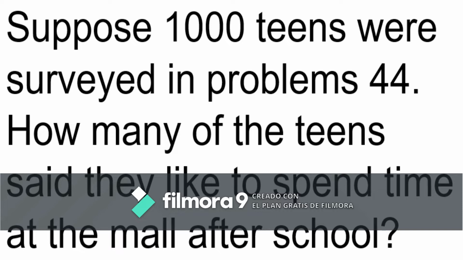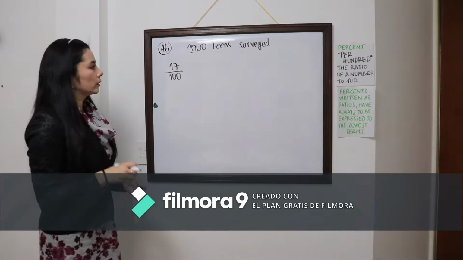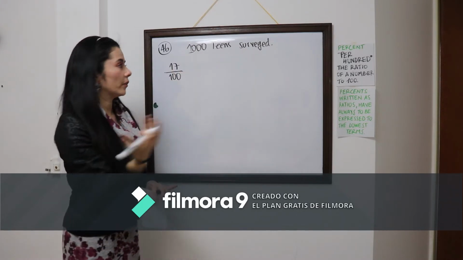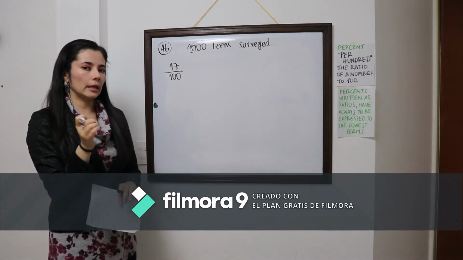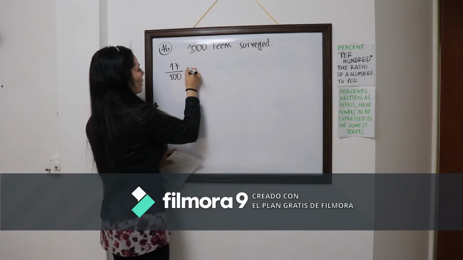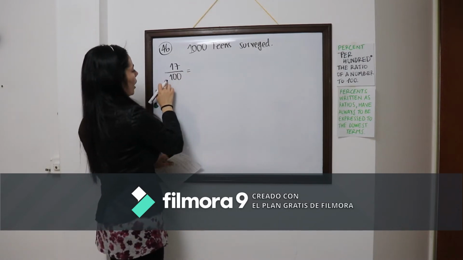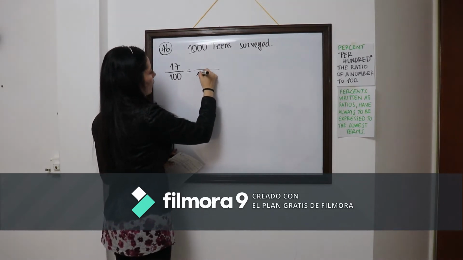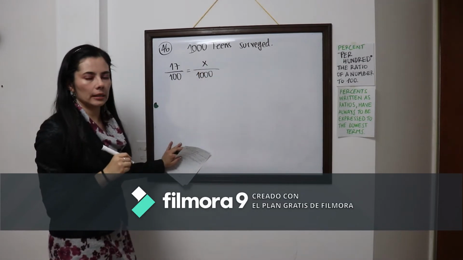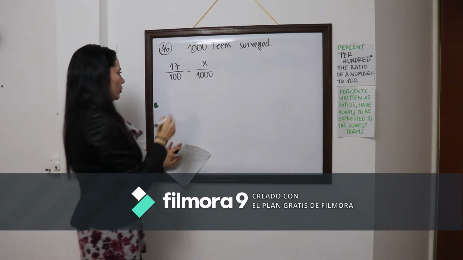So problem 46 says, suppose 1,000 teens were surveyed in problem 44. How many of the teens said they like to spend time at the mall after school? Then explain. So what we have is 1,000 teens surveyed. And we have to come back to problem 44 and think about those 17 teens out of every 100 that liked to spend time in the mall, right? So we're gonna build the proportion with that. So 17 to 100, then we know we have a total of 1,000 teens, and we need to find how many teens out of 1,000 like going to the mall.